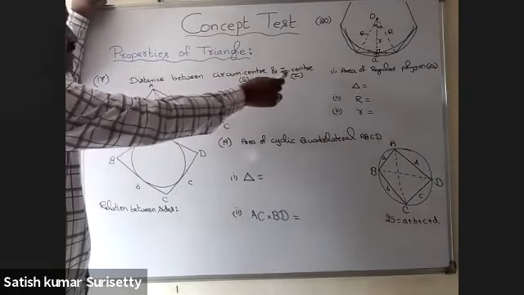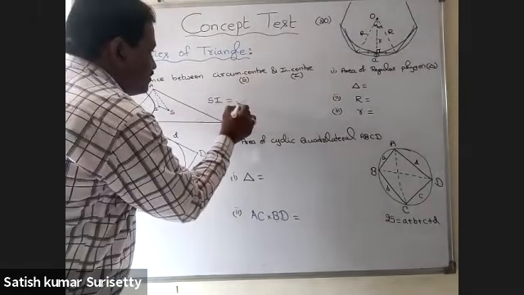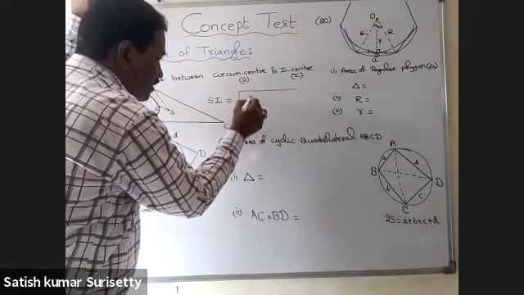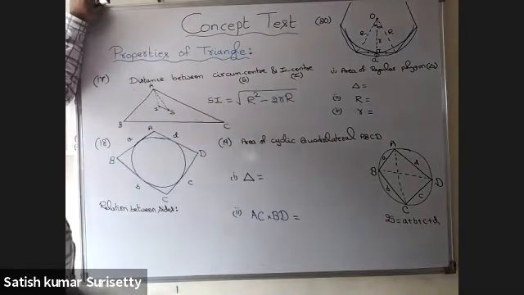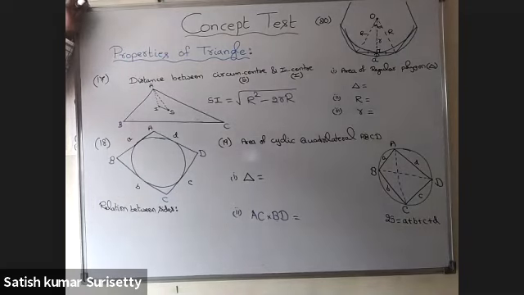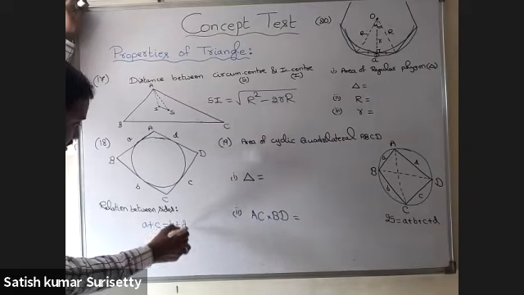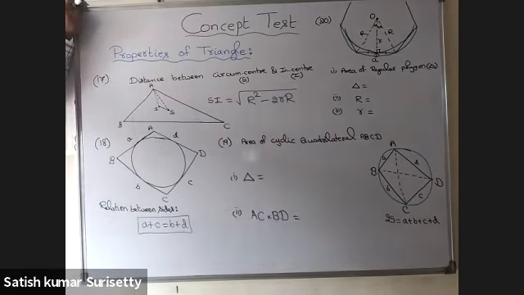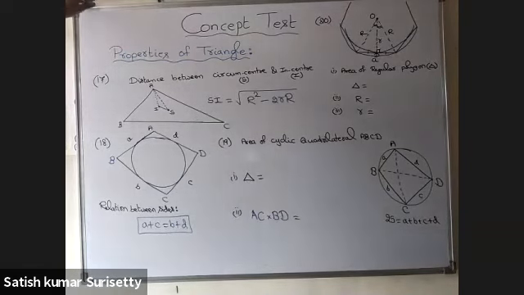So the distance between the circumcenter and incenter of the triangle ABC, SI, equals square root of capital R square minus 2 small r capital R, where small r is the inradius and capital R is the circumradius. Next, the relation between the sides is that the sum of the lengths of the opposite sides will be equal, that is a plus c equals b plus d. Using the length of the tangents, we can prove it, because the lengths of the tangents drawn from an external point to a circle are equal.